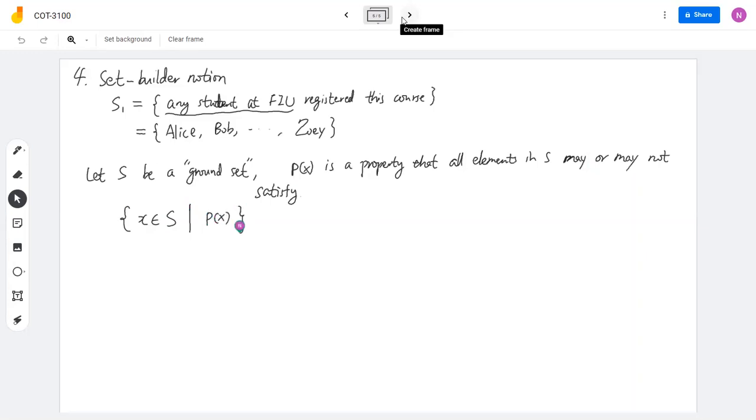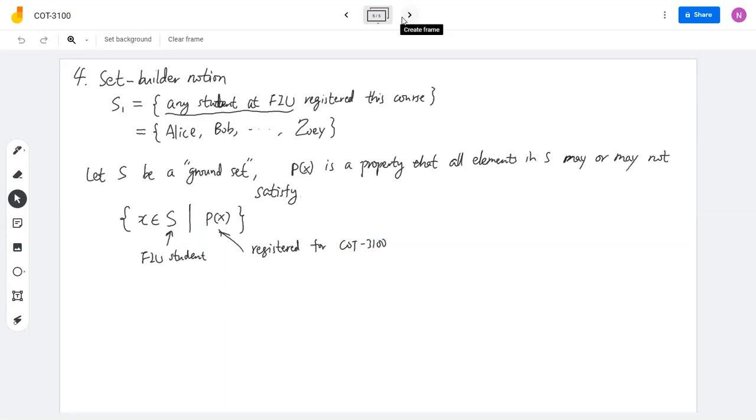Okay, so in the S1 set example, clearly S is the set of FIU students. This is our ground set. And what is the property? The property is registered for COT 3100. Okay, this defines a set.